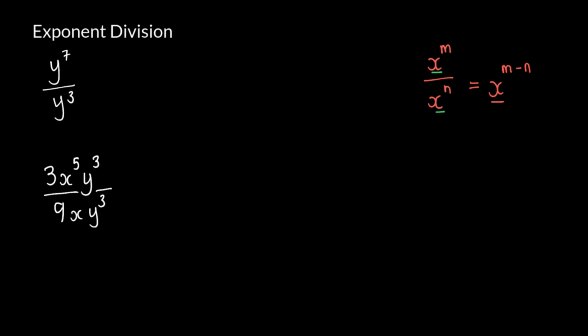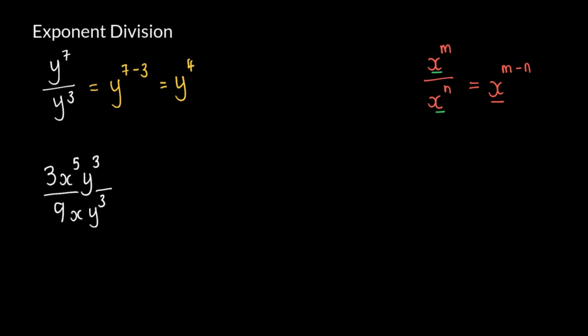If we look at y to the power 7 divided by y to the power 3, they both have the same base, so we're going to have just one y. We write equals y, and then we take the top exponent and minus the bottom exponent: 7 minus 3. So my answer here is y to the power 4. And that's what that question is going to look like.